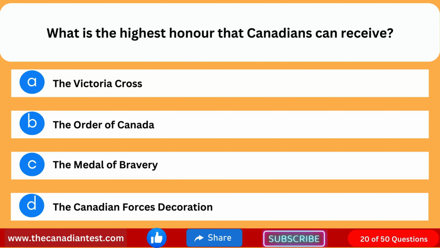What is the highest honor that Canadians can receive? Option A, the Victoria Cross. Option B, the Order of Canada. Option C, the Medal of Bravery. Option D, the Canadian Forces Decoration.